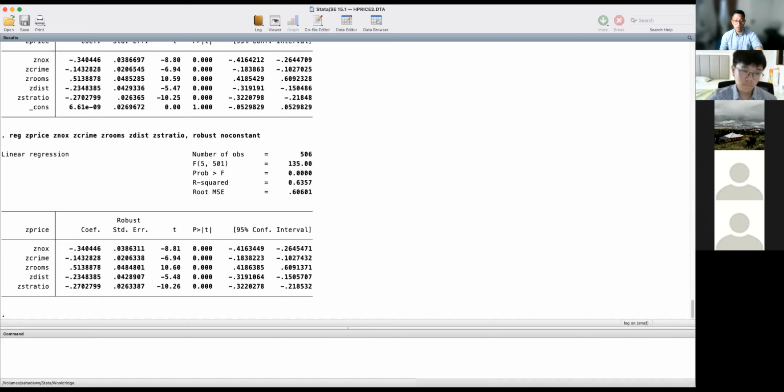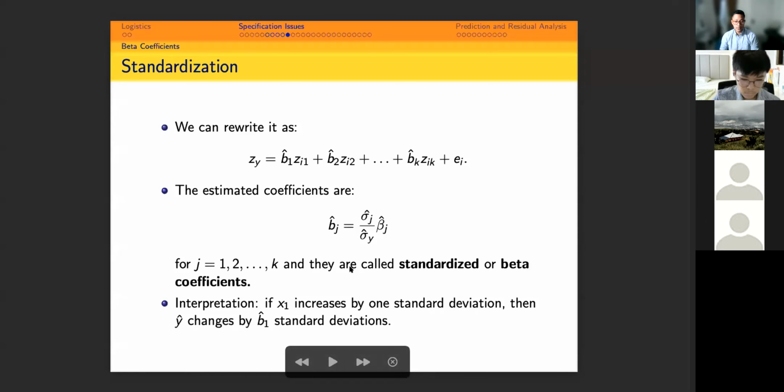Because the unit is no longer the level unit that you use in the original variable, but you actually now use standard deviation as the unit. Okay, good. I'm going to go back to the slide, and again, we're going to revisit Stata in several slides, okay?